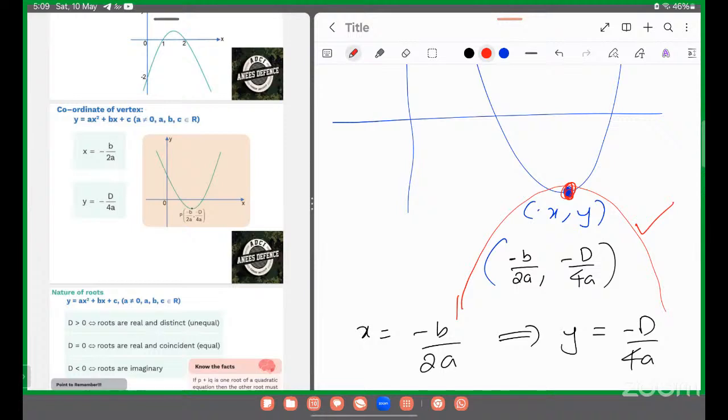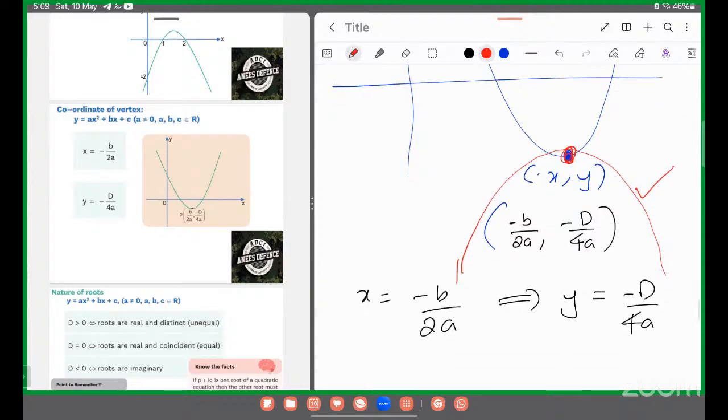If the graph is facing upward, the value y equal to minus d by 4a is known as the minimum value of y. If the graph is facing downward, the mouth of the graph is facing downward, the value y equal to minus d by 4a is known as the maximum possible value of y.